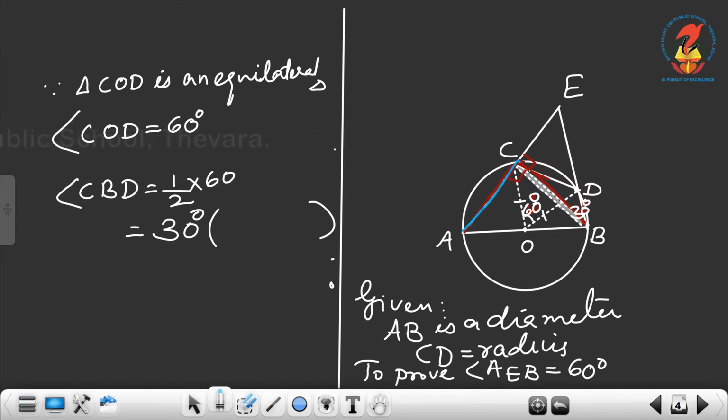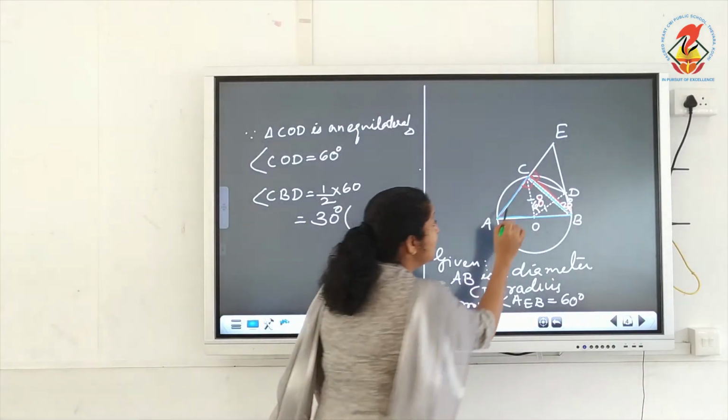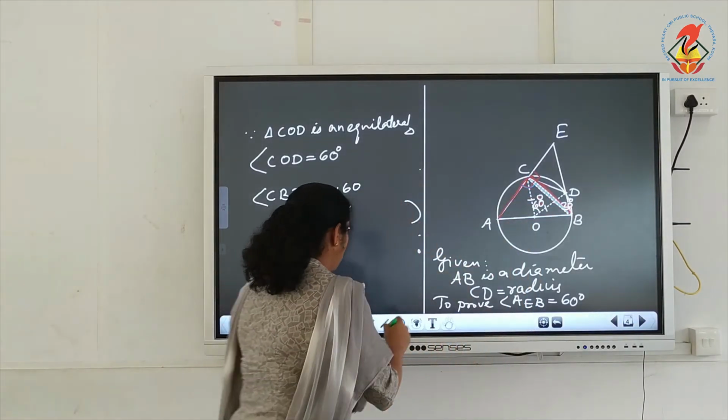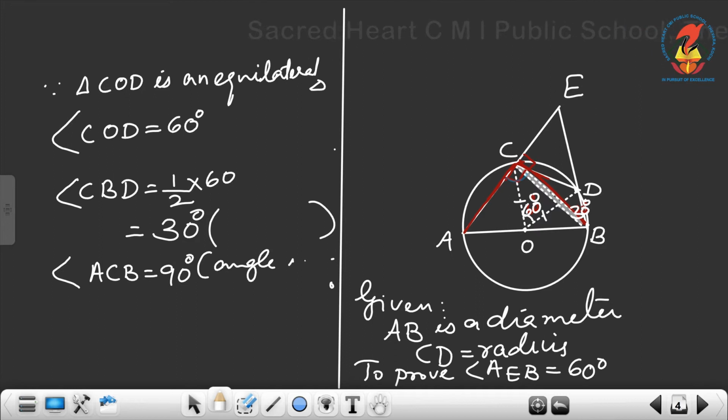What about this? Angle ACB. This is the diameter. So, this angle is made by the diameter at the point C. So, the measurement is 90 degree. So, angle in a semicircle. So, angle ACB is equal to 90 degree. The reason is angle in a semicircle.